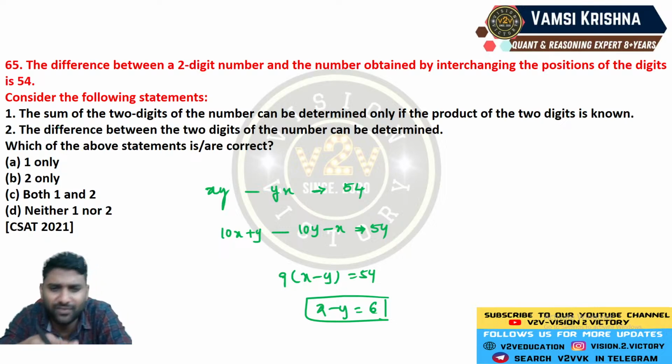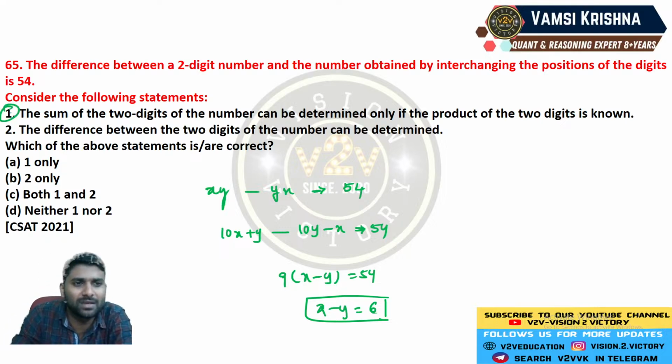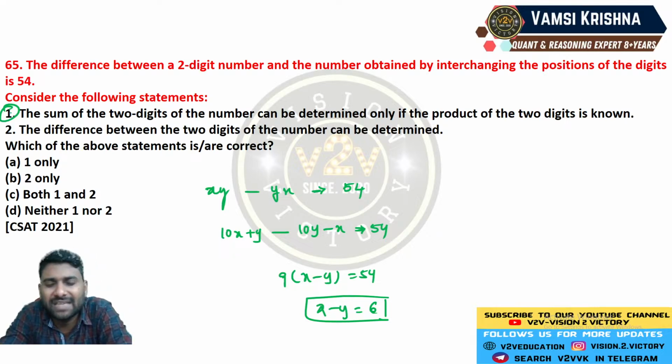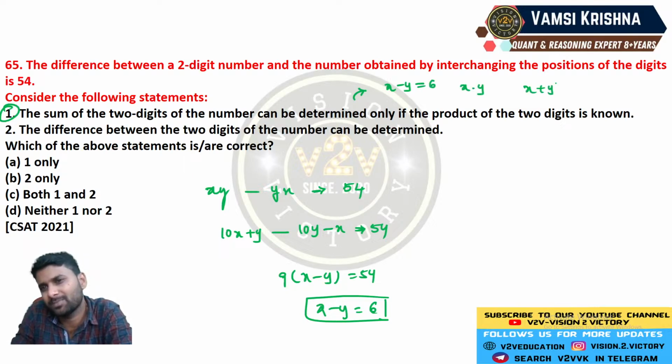Now, we know the information: the difference of these two digits is equal to 6. Now, first one: the sum of the digits can be determined only if the product of the two digits is known. No, not the way you understand the information. x minus y, you already know that. If the product is given, now you can apply the formula (x plus y) whole square is equal to (x minus y) whole square plus 4xy. Now, if you apply that, you can get x plus y.